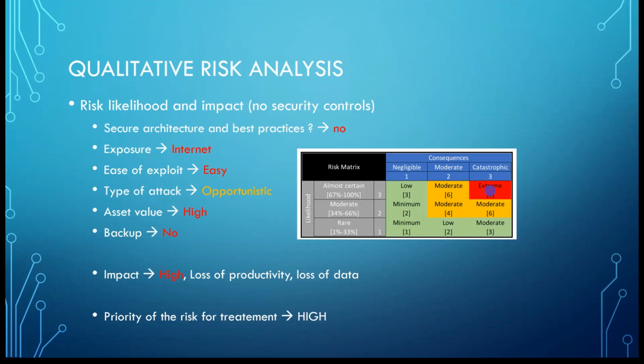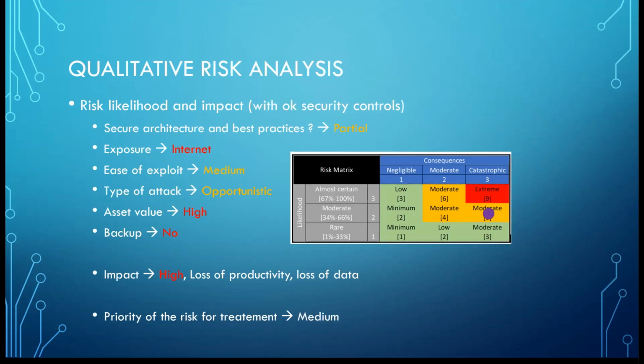So here, if you can see in the risk matrix, you have the likelihood, you have the consequences: negligible, moderate, catastrophic. Now my likelihood is high because of all what I've just said, and the consequences is catastrophic. Why? Because I've just got no backup and I will lose some data. So for me, the priority to treat the risk is high. I need to do something fast.